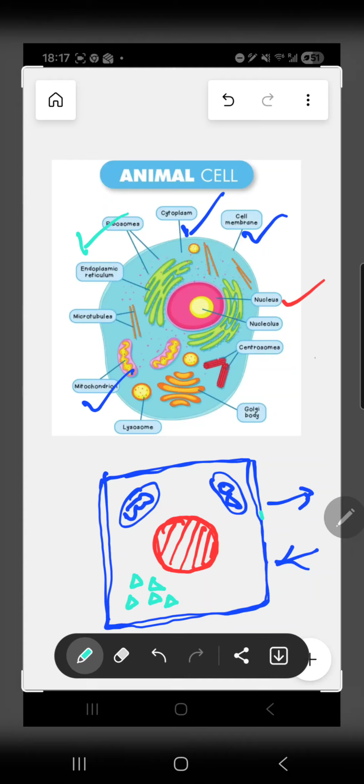Mitochondria is the power station. It releases energy through aerobic respiration. Very important to mention in your GCSE exam, aerobic respiration. And lastly, ribosomes. These are equivalent to factories that make proteins for growth and repair of the cell.